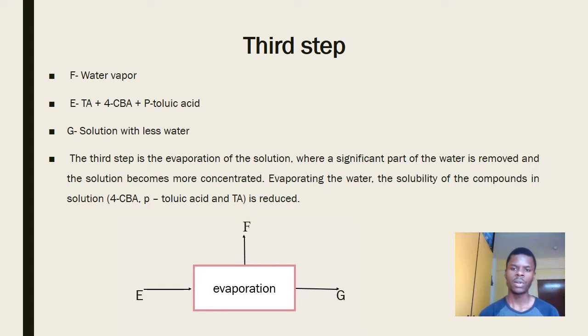For the third step, we have the evaporation, where the solution of TA, 4-CBA, and toluic acid is put in a vaporization process to release amounts of water and to make the solution become more concentrated. The evaporation process is also important because it reduces the solubility of the solution, making it easy to remove the crystals in the next step.